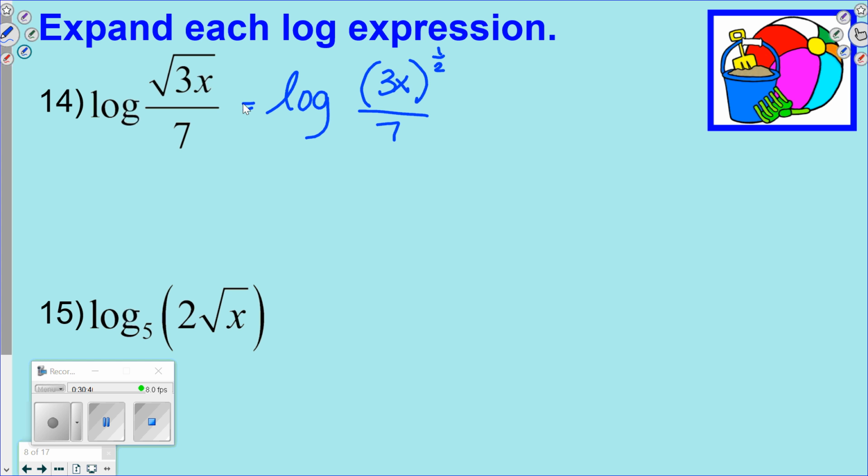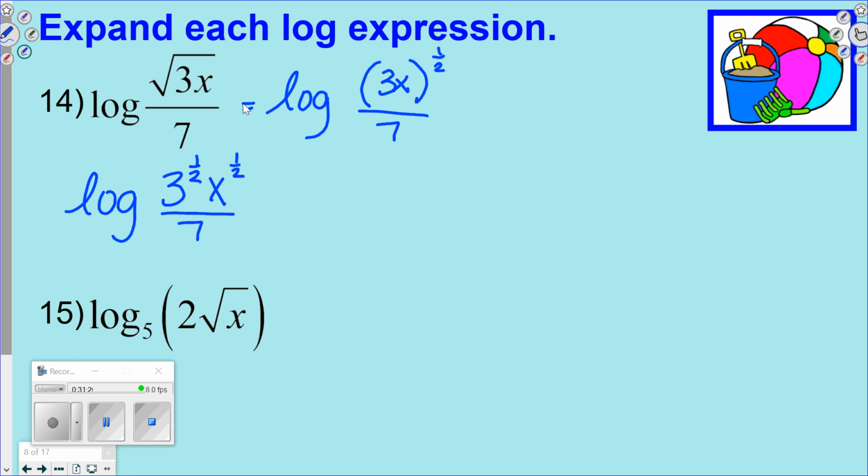Okay. So what does the 1/2 go to? Which pieces? The 3 and the x. So to make your life easier, rewrite it so it's written that way. So log of 3 to the 1/2 x to the 1/2 over 7. If we see it on both, that makes it easier when we go to write this expanded. Yes. Very good, Riley.